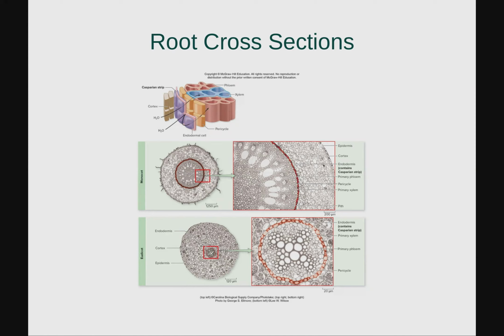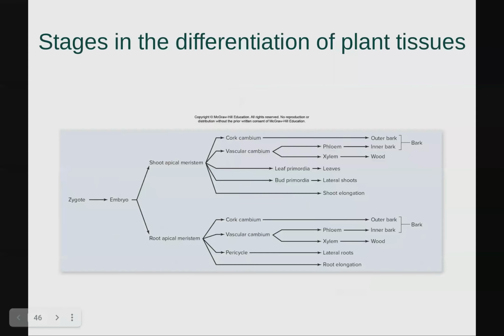So we have our epidermal layer out here. We have the cortex. We have the endodermis, where the Casparian strip is. We have the phloem, the pericycle, the xylem, and then we have another inner part, which we call the pith. And we can see a similar thing here, but again, much, much simpler. The endodermis, which is the Casparian strip, the xylem, the phloem, and then we have the outer epidermal layer here. So that's our roots.